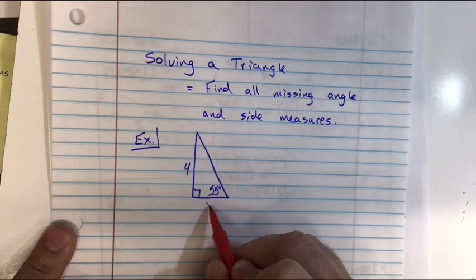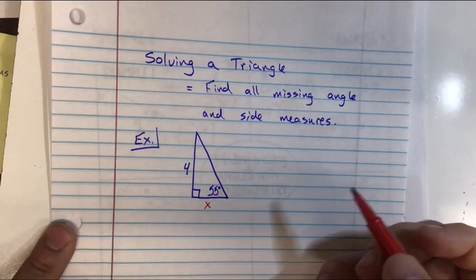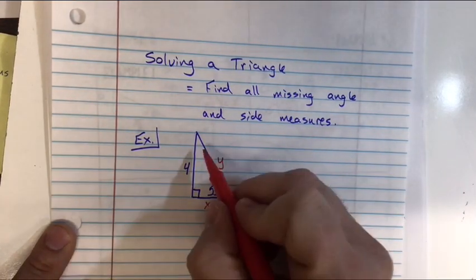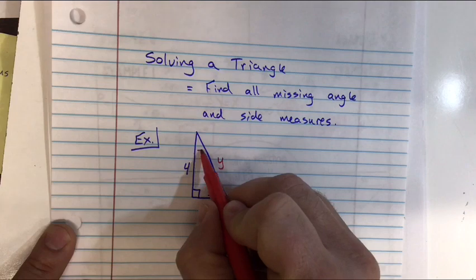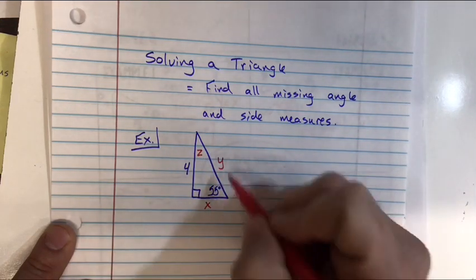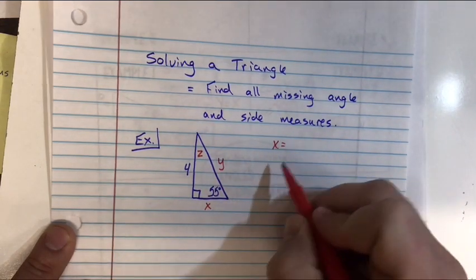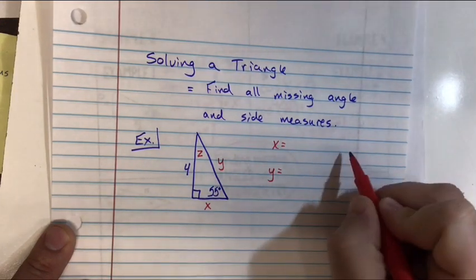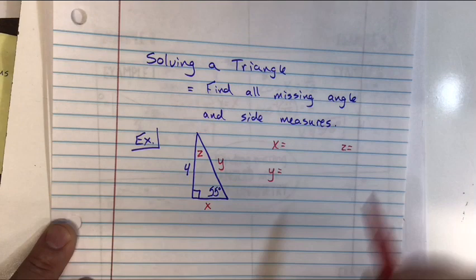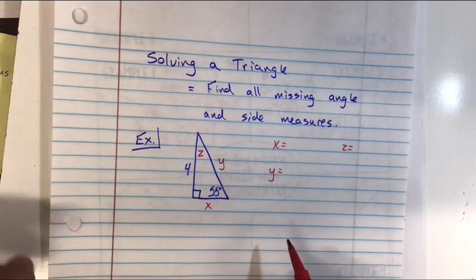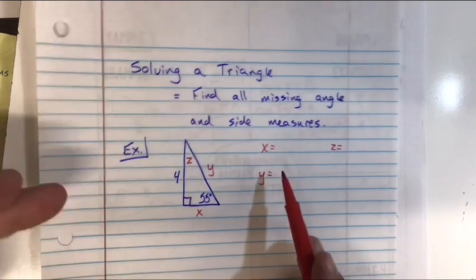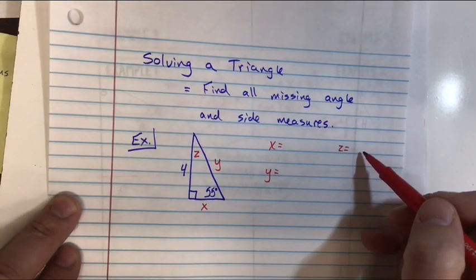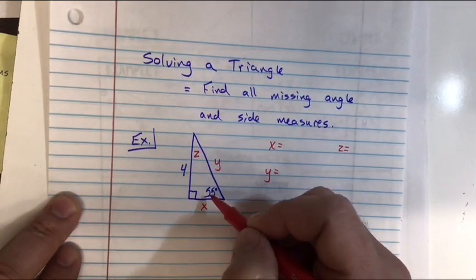This means there are still 3 pieces of information I don't have. I need to know this side length, let's call that x. I need to know this side length, let's call it y. And I need to know this angle measure, let's call that z. Those are the 3 things I need to know. X and y are both sides. Z is an angle measure. Now, 2 of these pieces of information are alike. They're both sides. We're going to find those kind of the same way. But this other third piece is an angle measure. We're going to find that differently.